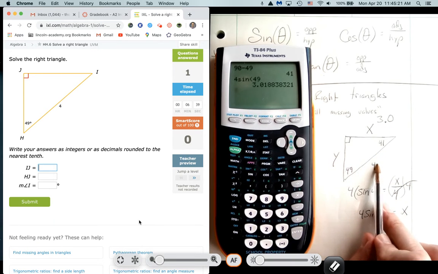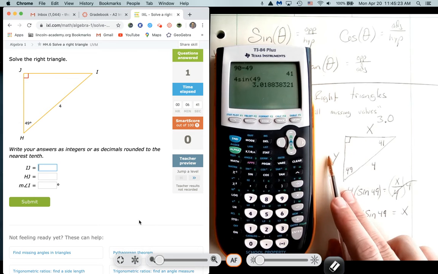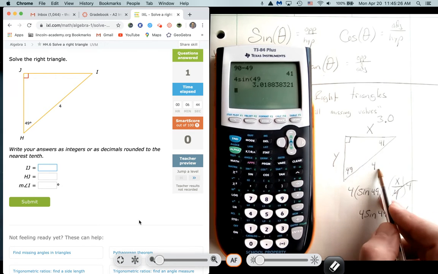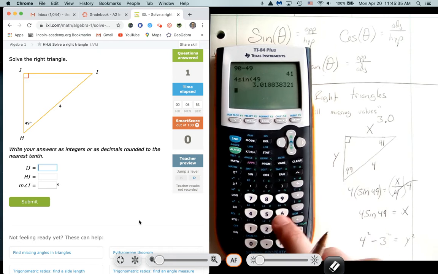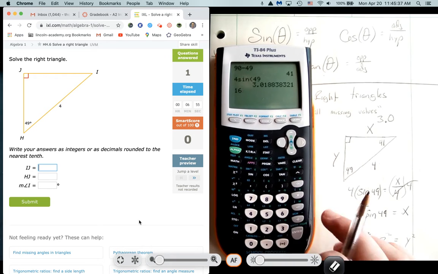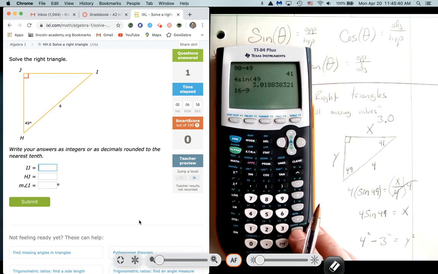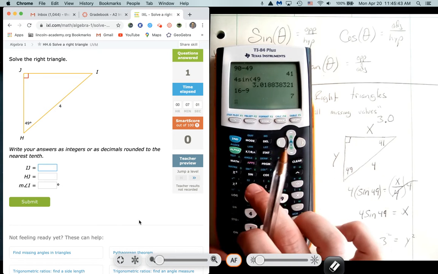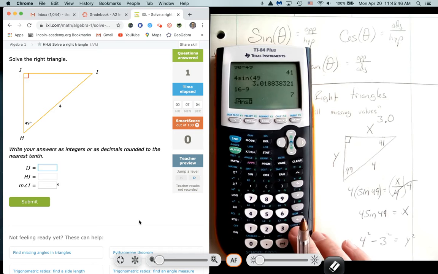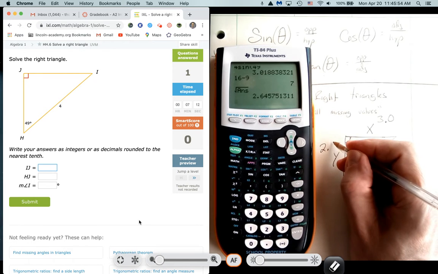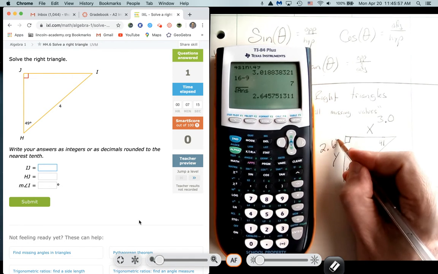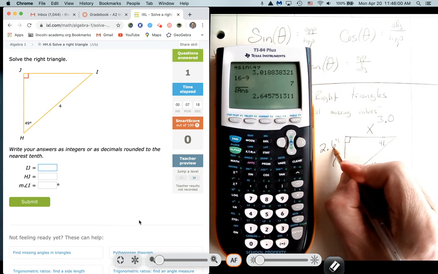Now again, I'm going to use Pythagorean's theorem to solve for this missing y value. Since this is the hypotenuse, I'm going to go 4 squared minus this leg squared, 3 squared, equals y squared. So I got 16, because that's 4 squared, minus 3 squared is 9, gives me 7, and then I square root that answer, or square root 7, and I get 2.64. Now I'm going to be very careful here. That's going to be 2.6.